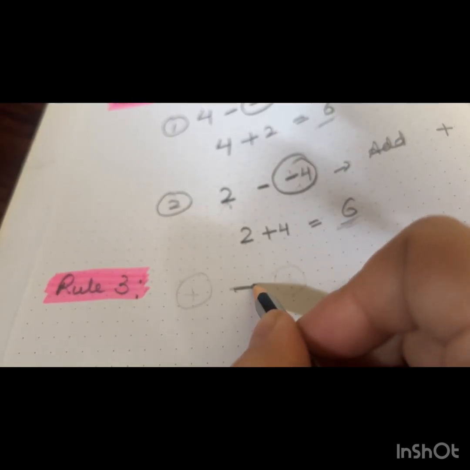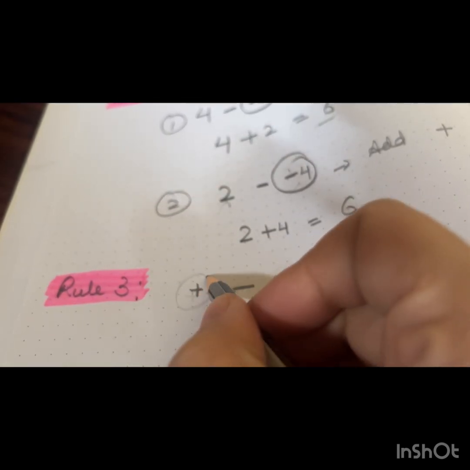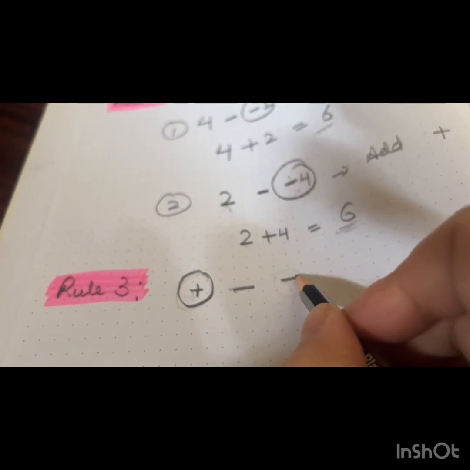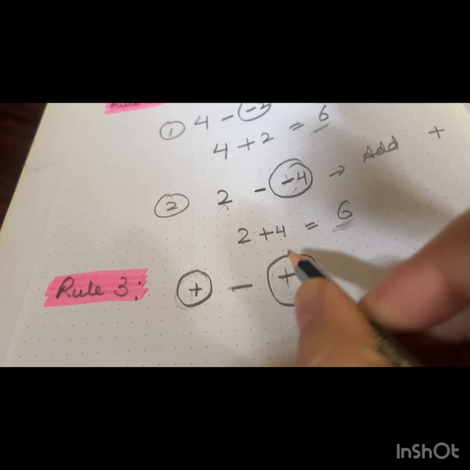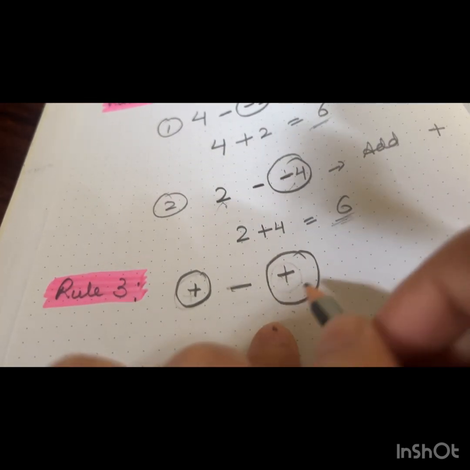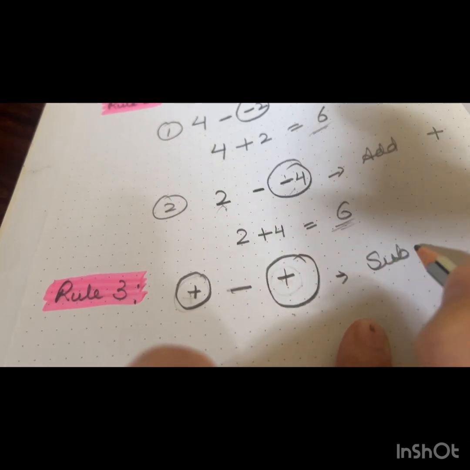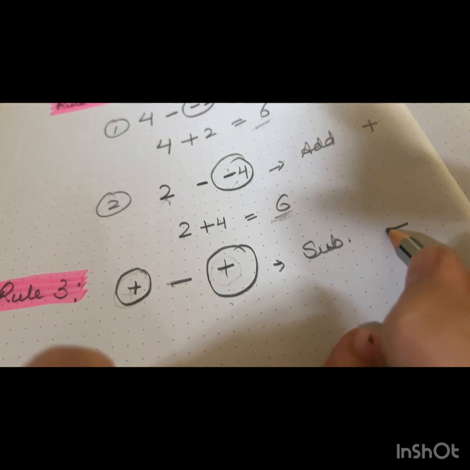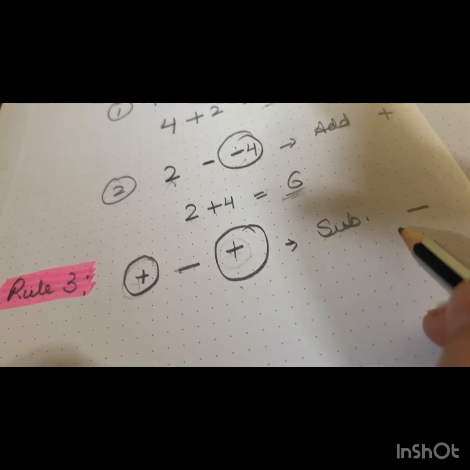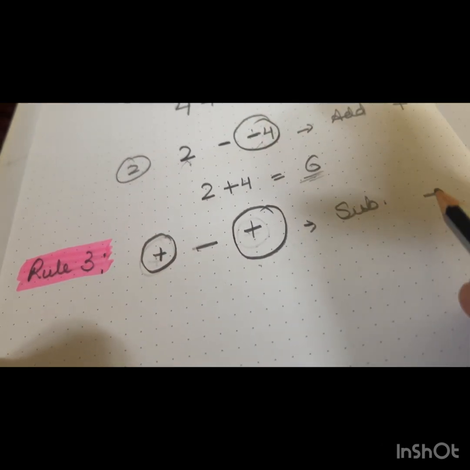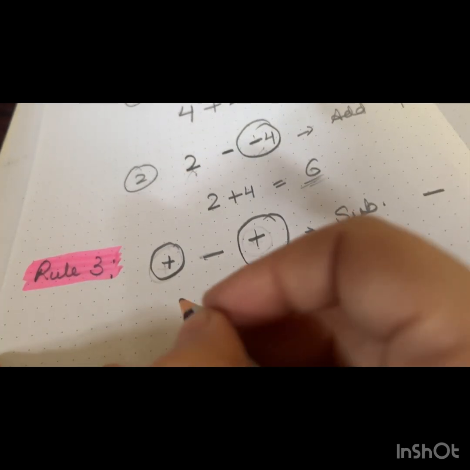Rule number 3 is if we are subtracting both positive integers and the second integer is bigger, what we are going to do is subtract them, and the sign of the answer is negative. We are going to put minus before them. So I'll give you an example.